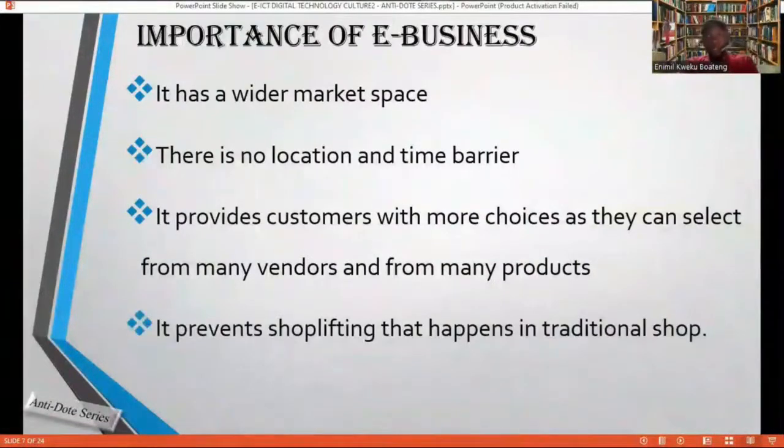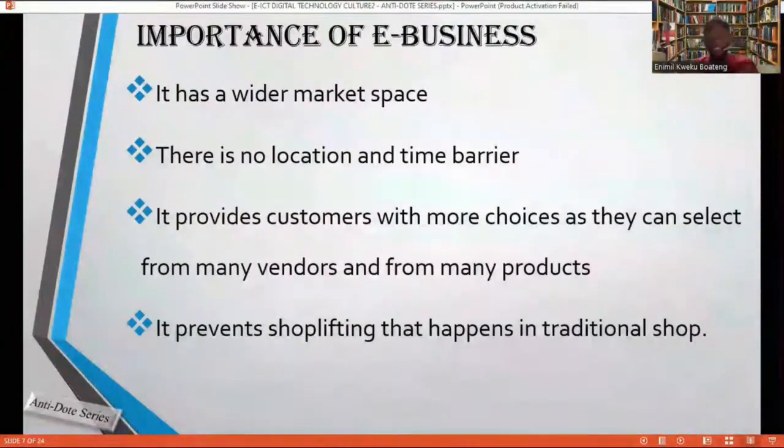It prevents shoplifting, which happens in a traditional business or a traditional shop. You have a physical building, and you're the only person there. Whatever you deal in is good, so people come there to buy, and you are overwhelmed. A lot of people are there. Before you know it, some people will come and shoplift what you have. But with e-business, or e-commerce, or shopping online, who's going to pick something online?